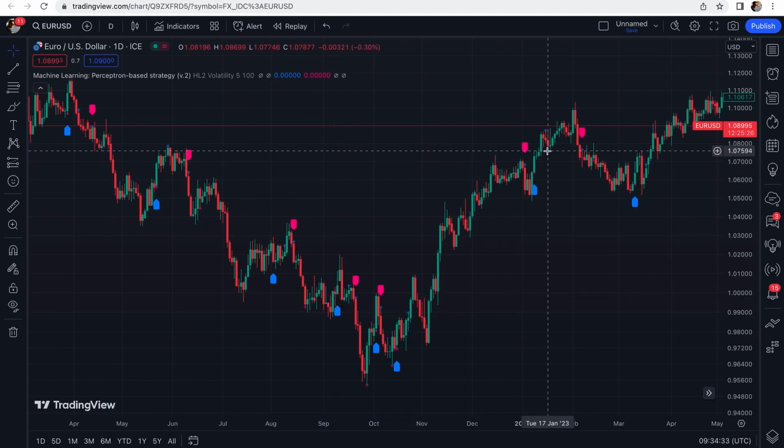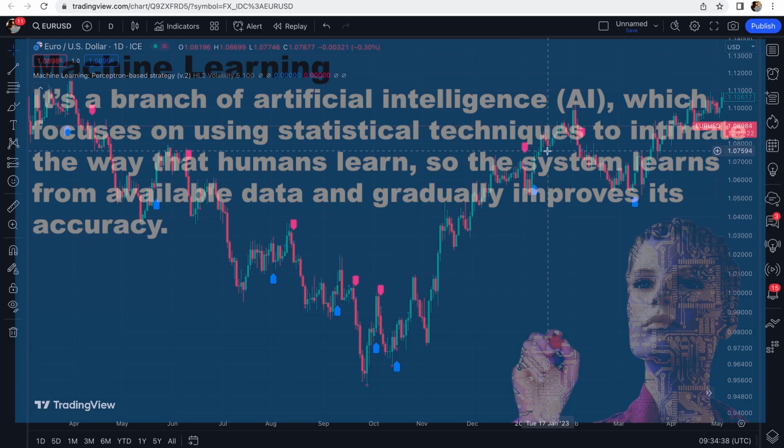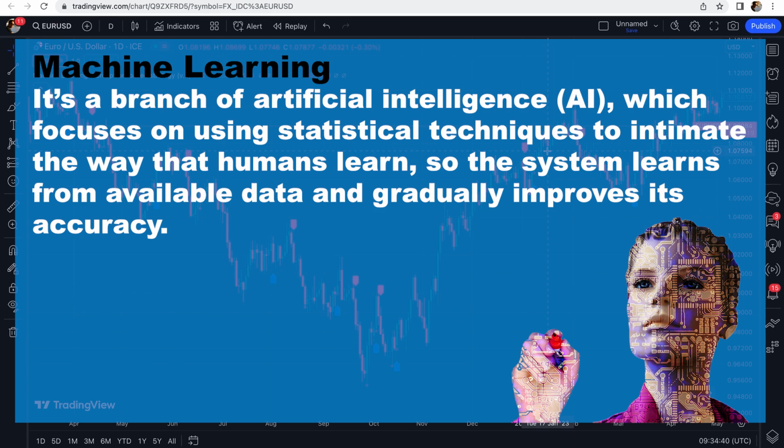As I said, this indicator is built based on machine learning algorithm. In case you don't know what machine learning is, it's a branch of artificial intelligence which focuses on using statistical techniques to imitate the way that humans learn. So the system learns from the available data and gradually improves its accuracy.